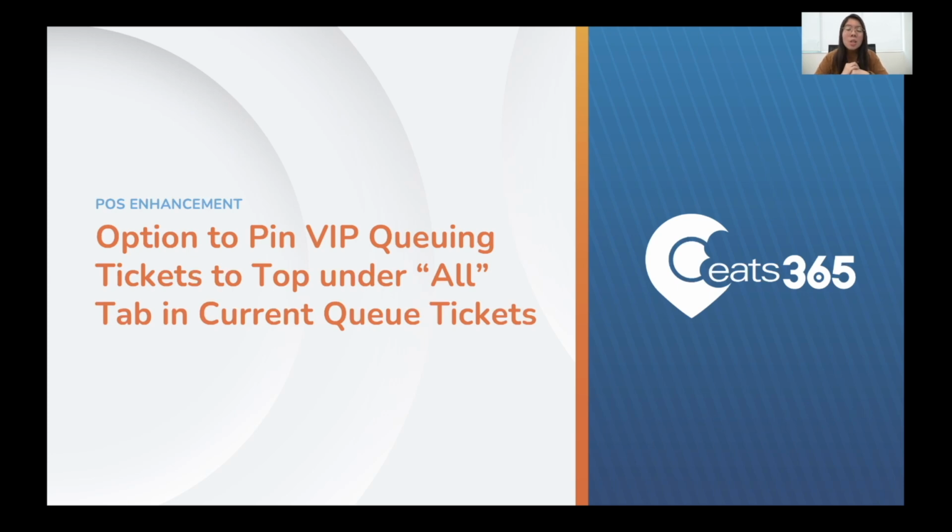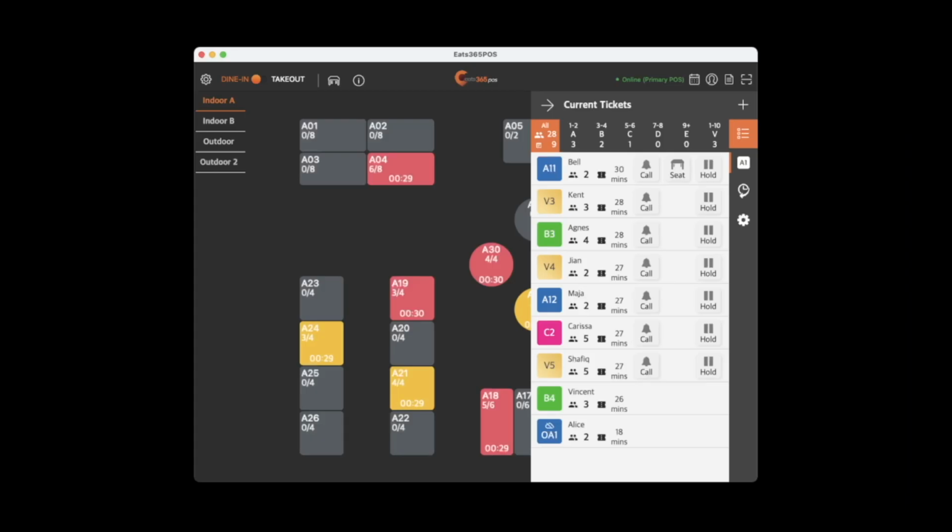Next, let's explore an enhancement to the queuing function, the option to pin VIP queuing tickets to the top under All tab in current queue tickets. Previously, VIP queue tickets would appear based on the order in which they were obtained. However, we understand that some restaurants prefer to see all VIP tickets at the top even if they were issued after some normal tickets. Hence, we have added a setting to accommodate this.